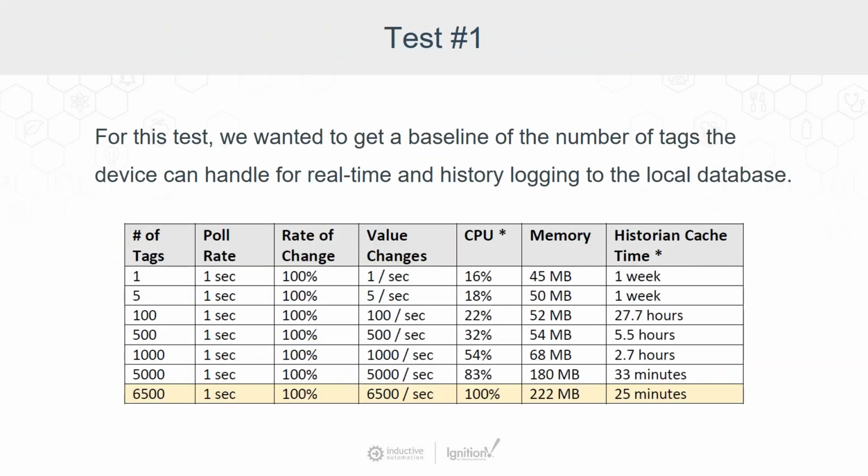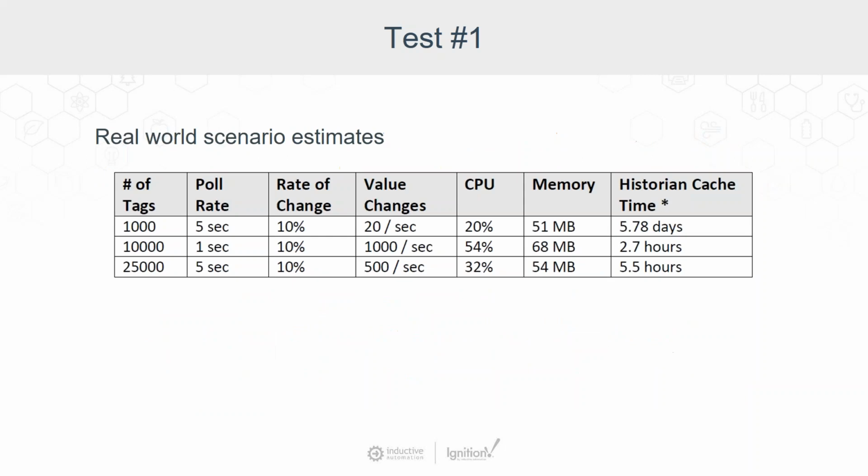So the first test was to get a baseline of the number of tags that the device can handle, the combination again of the UC80-100 and Ignition. And you can see it taps out around 6,000 tags that we can handle on the single equipment, right? So one edge gateway with Ignition running, again, all on Linux, pulling 6,000 tags at 1 second rate, every one of them changing every second. As you can see, that's where we about tapped out. You can see it was more the CPU than it was memory in that case.